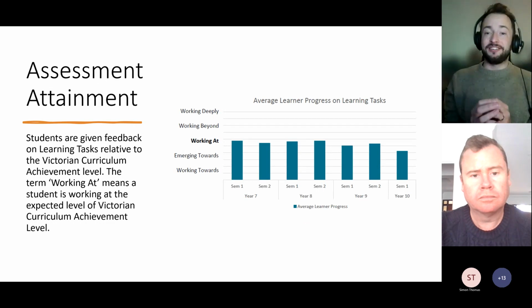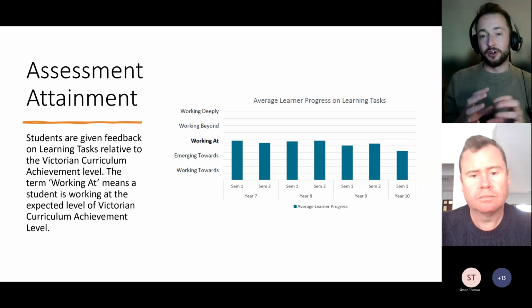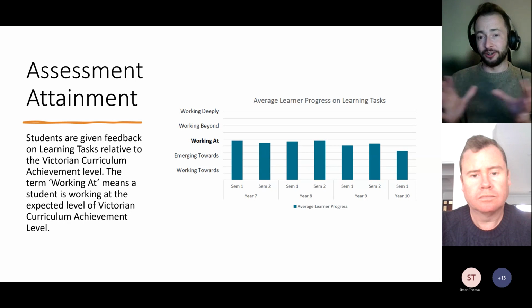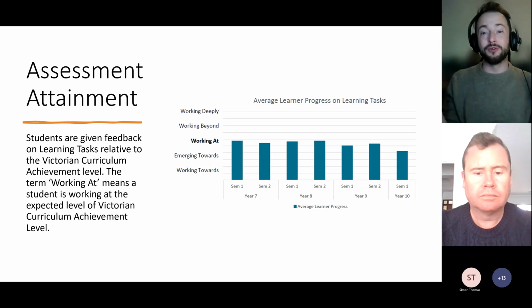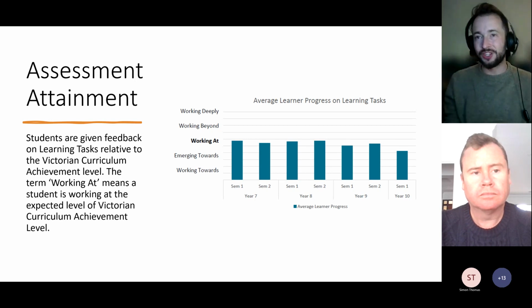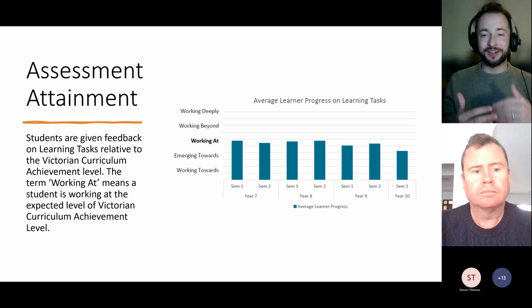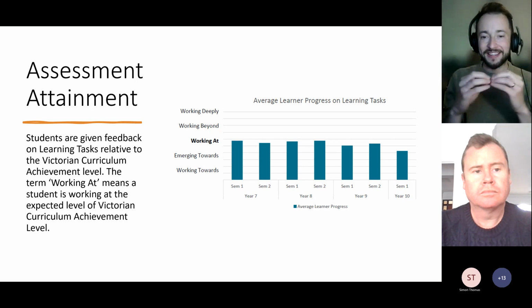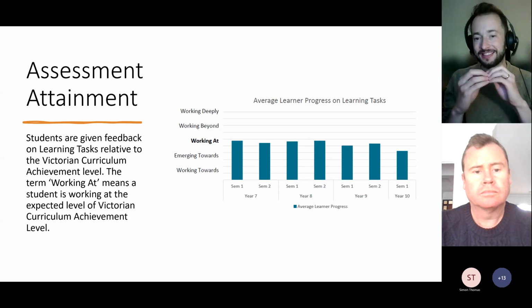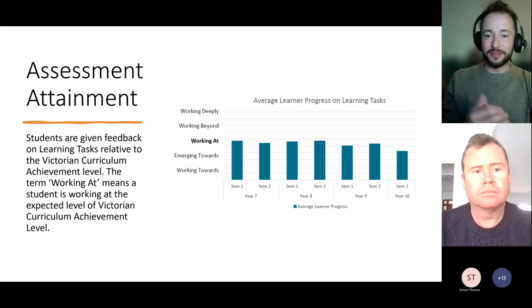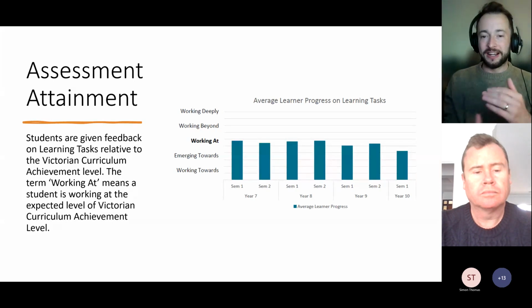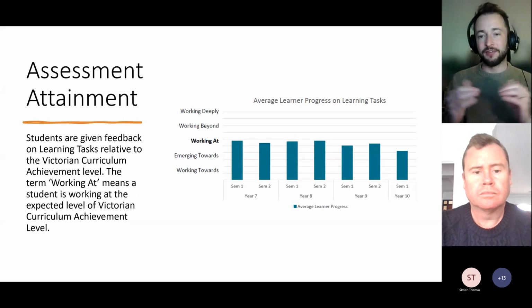So this one here is basically a summation of how students have gone on all of their learning tasks. So we've compiled every single summative learning task that the student has done. This is the big task at the end of a unit. And you should be familiar with the language that we use at Preston High by now. Working at is a student who's working at the expected level. Anything above that, they're obviously achieving something beyond the expected level, and anything below, they're not at that expected level.